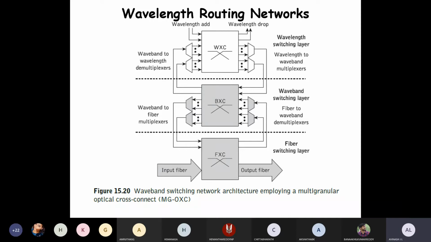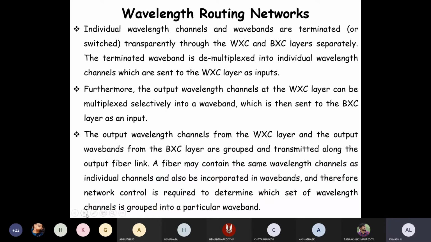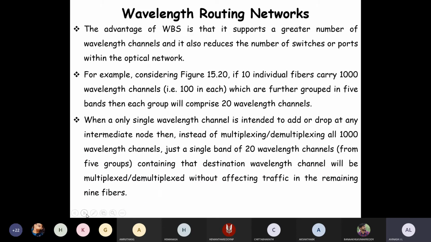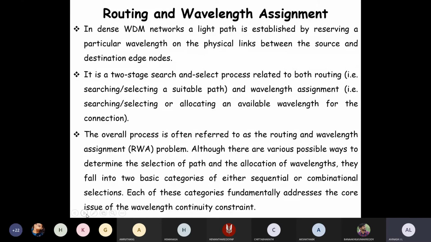You can go to this particular diagram: the waveband switching network architecture employing multi-granular optical cross connect. The same thing is explained here. Next is routing and wavelength assignment. Routing and wavelength assignment is the next topic.